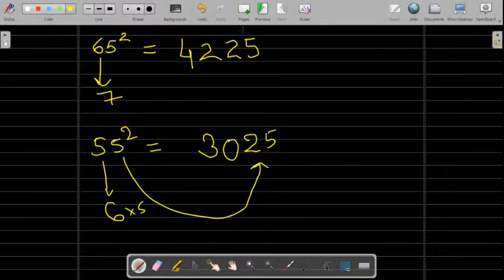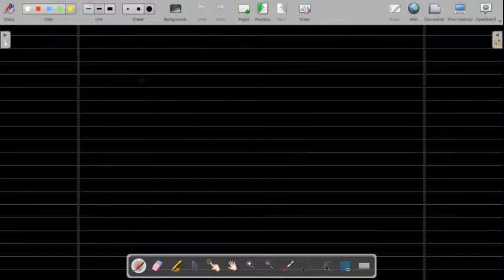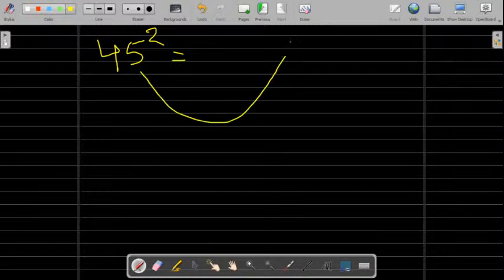Similar to that, one more number. I'll take 45. These are the tricks that you should know for solving the problem. Again, 5 square means what? 25. Then 4, the next number is what? 5. 4 into 5 is 20. So 45 square means 2025.